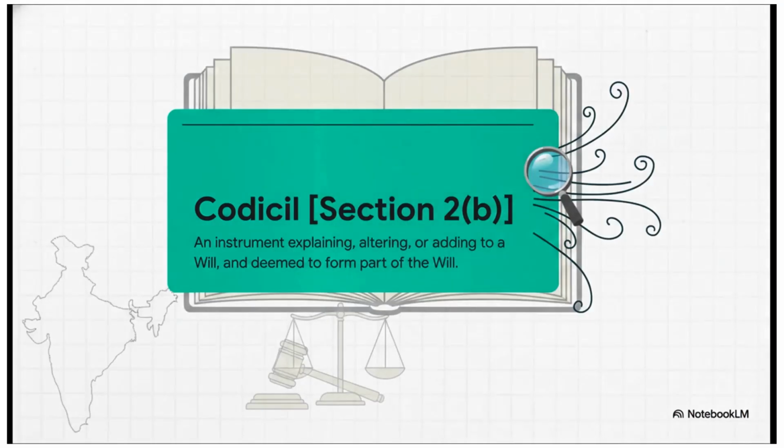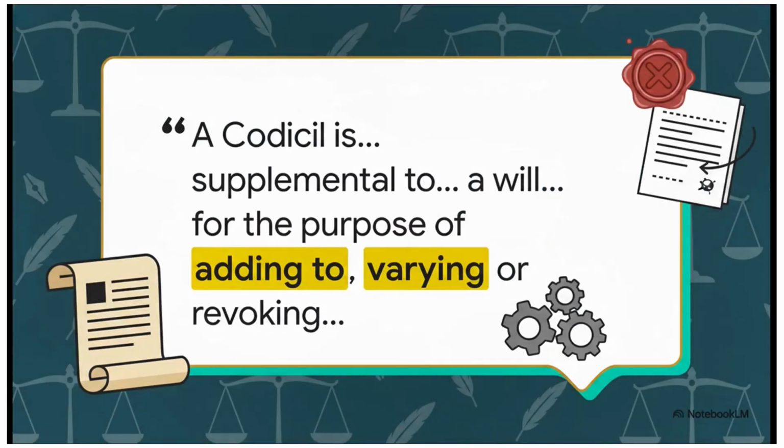Now, notice this crucial phrase here: "deemed to form part of the will." This means a codicil isn't really a separate document in the eyes of the law. It's an official add-on, legally attached to the original. Think of it as an amendment or maybe an official PS to the main will, not a brand new letter. And this definition from Halsbury really just reinforces that a codicil's function is purely one of modification. It can add a new clause, it can change an existing one, or it can even revoke specific parts of the will, all while leaving the rest of the original document completely intact.